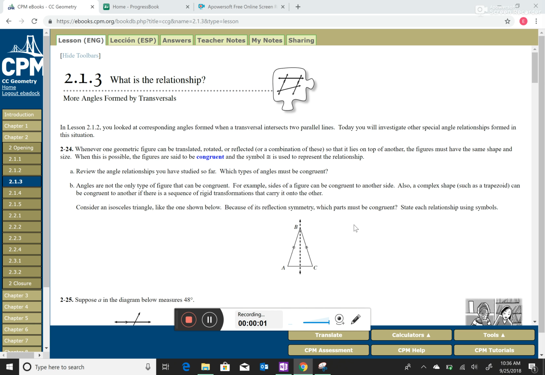Hi guys, and welcome to your video for lesson 2.1.3, which is called What is the Relationship? So we are basically talking about more angles formed by transversals.